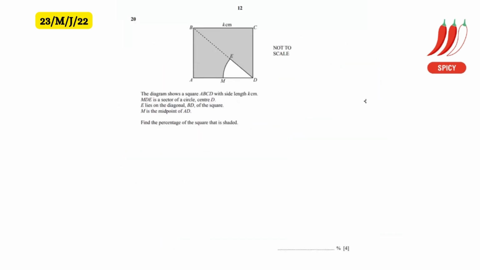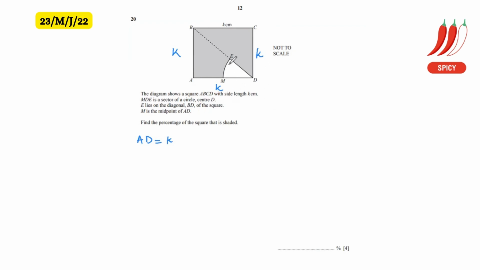Question 20 says the diagram shows a square ABCD with side length k centimeters. MDE is a sector of circle center D. E lies on the diagonal BD of the square. M is the midpoint of AD. Find the percentage of the square that is shaded. So it's a square. That means this is K, and this is also K. AD equals K, BC equals K, AB equals K, and CD also equals K.